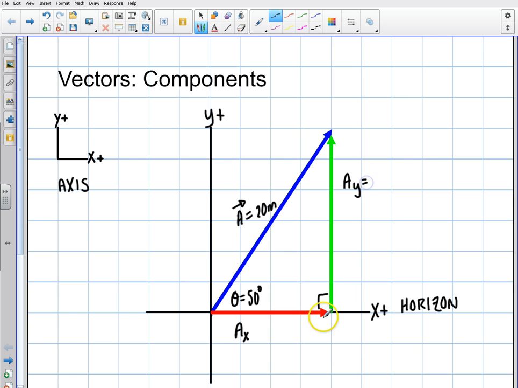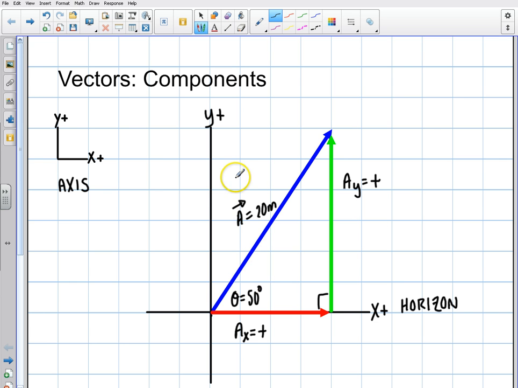Now, this x component here, it has a sign, right? Is it positive or negative? The x component here is always going to be positive because it's along the positive x-axis. I hope you can see that. It's in this positive direction. And this y component here, you can see that it's positive because it's running up along this y-axis in this direction. So that's the first thing.